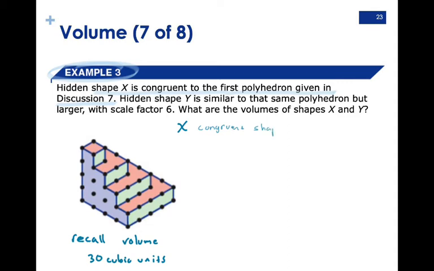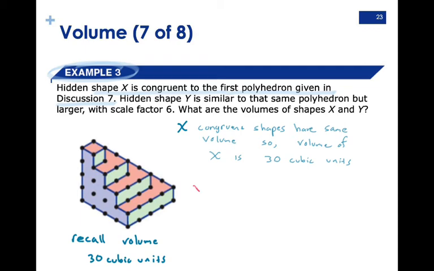Oh, I'm sorry, let me back up here. We are first doing X, which is a congruent shape. So we know that a congruent shape is going to have the same volume because they're congruent in this case. So for X, it's going to be exactly the same. What I was referring to here is Y.